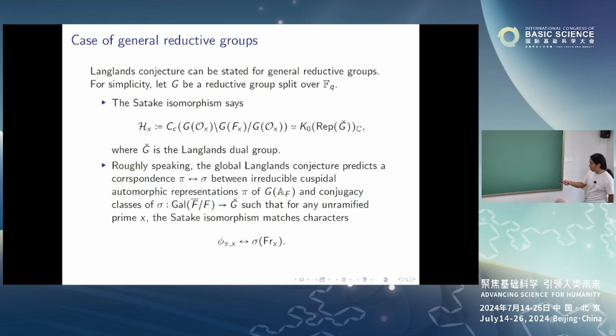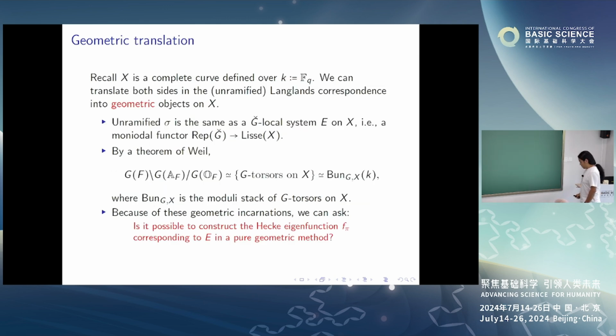They should match certain characters of this ring, and these characters are exactly the characters corresponding to this conjugacy class. So I will just write like this. So from now on, I will just say that it satisfies certain Hecke eigen property, and no longer mention the exact meaning of this. So now let's come to our main topic.